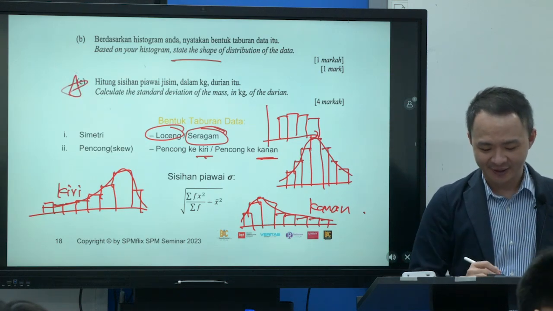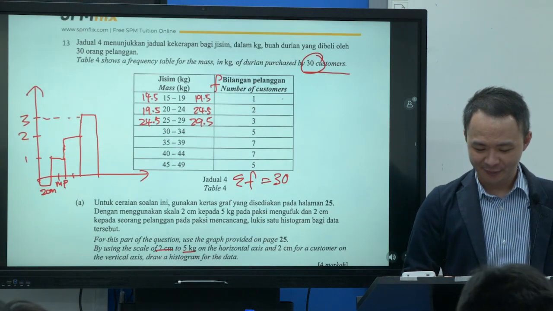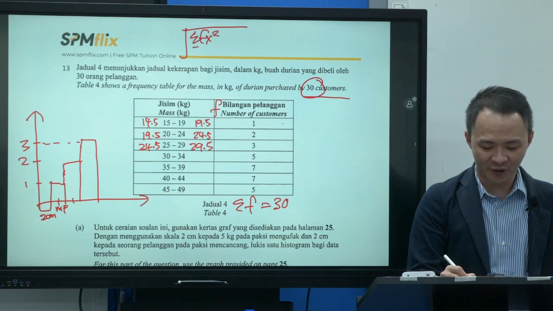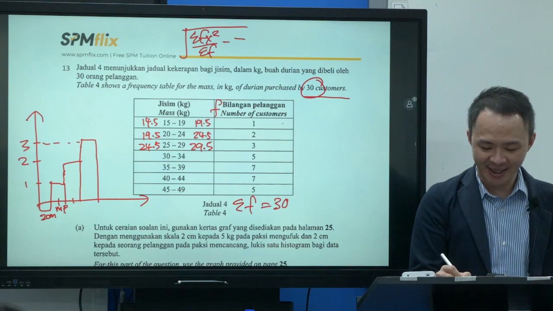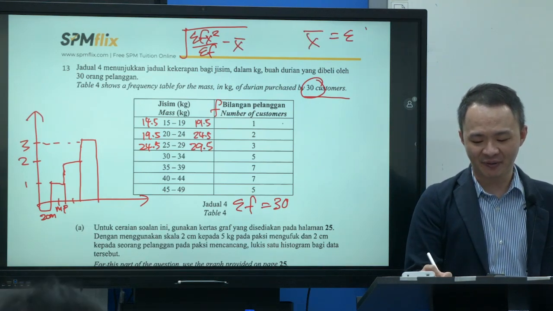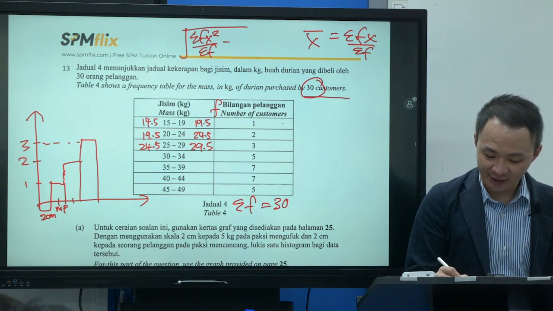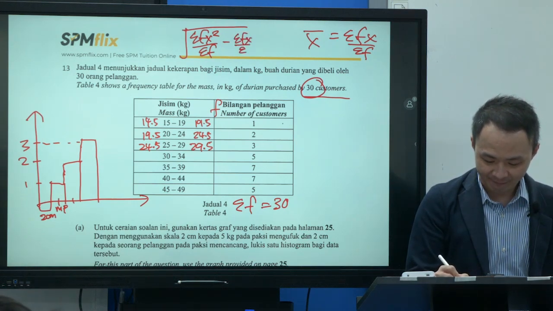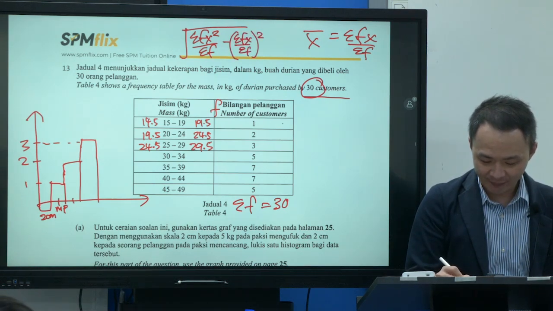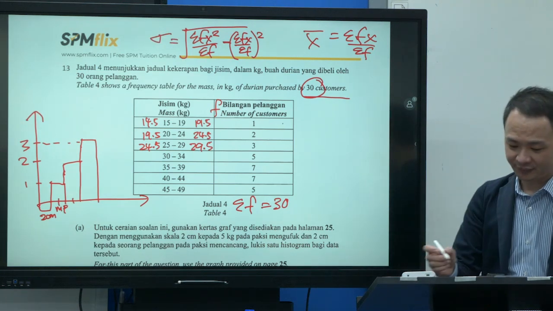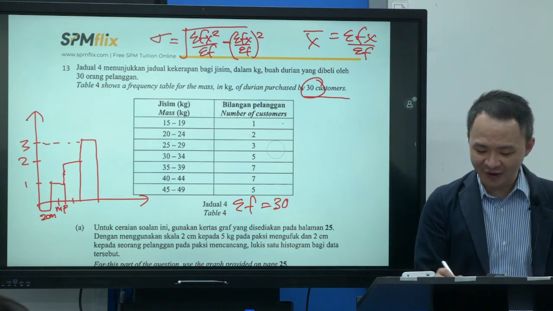Empat markah. Standard deviation. Still remember the formula? Sum of fx squared over sum of f, minus mean squared. Mean is the formula, sum of fx over sum of f, kan? So I will insert the formula. Okay, bagi sisihan piawai, standard deviation, we need to find multiple things.